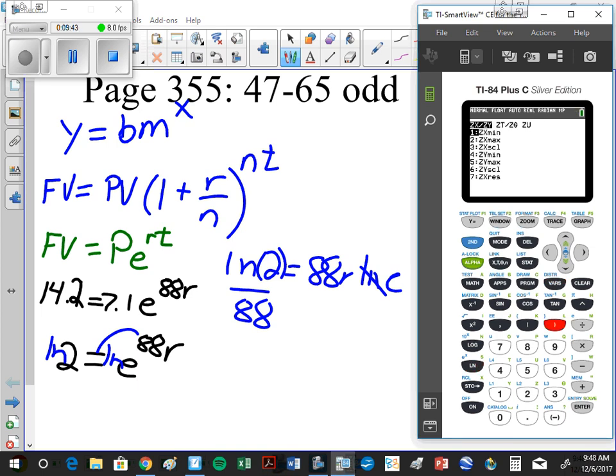ln of 2, yeah, it's going to be a really small number. So the ln of 2 divided by 88. What does that tell us? That is the growth rate, which is just a little bit less than 1%.